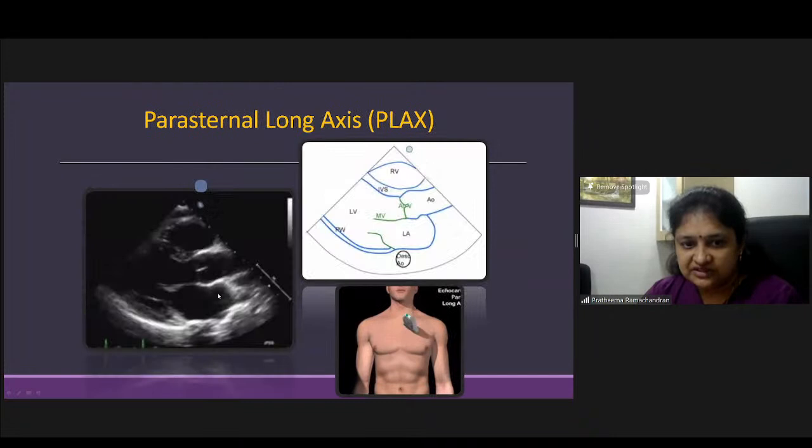So this gives us the ejection fraction. We can see how much LVOT we can measure. We can measure the velocity time integral. These are all fancy terms, but it is basically to calculate the cardiac output.